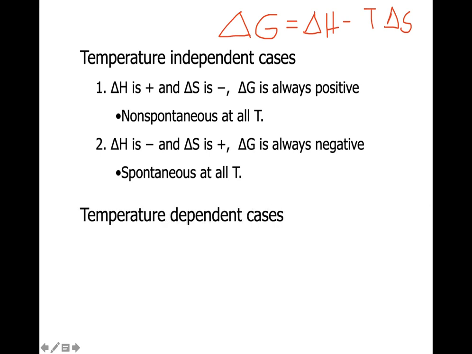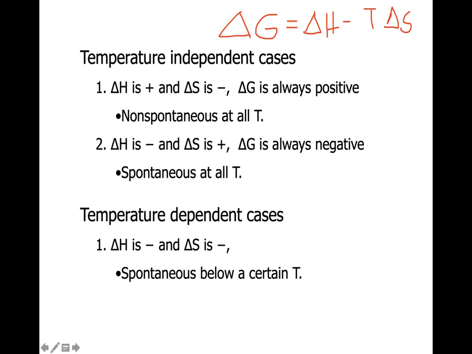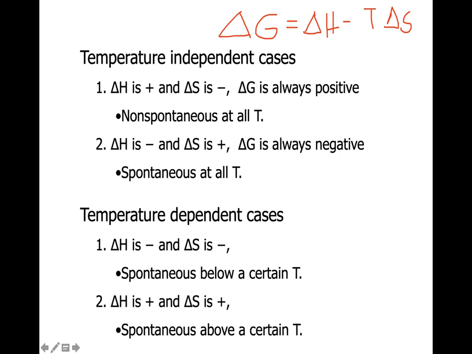So we also have temperature-dependent cases. These come about when we have reactions that have either both negative entropy and enthalpy changes or both positive. So if they are both negative, we anticipate that the reaction will be spontaneous below a certain temperature. And if they are both positive, we will anticipate that the reaction will be spontaneous above a certain temperature.